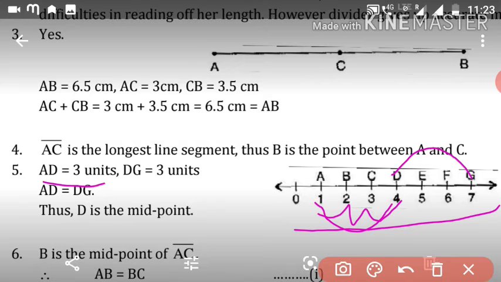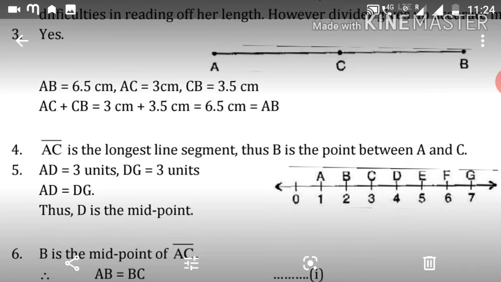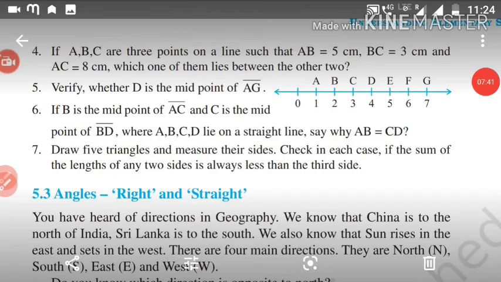Then again DG. Now you can see this is DG. DG is equal to how many units? You can count 1, 2, 3. So again DG is equal to 3 units. So from here you can see AD is equal to DG. AD is 3 units and DG is also 3 units. So D is the midpoint of AG. Okay, so D is the midpoint of AG. Now come to the next question. Question number 6.